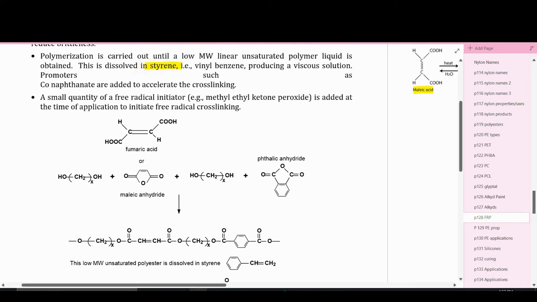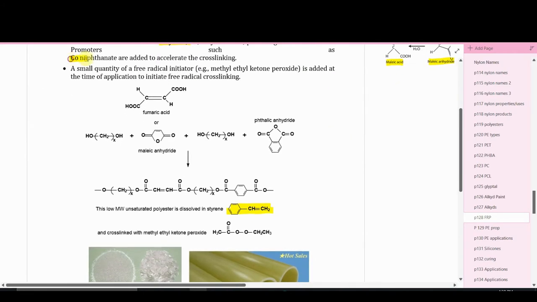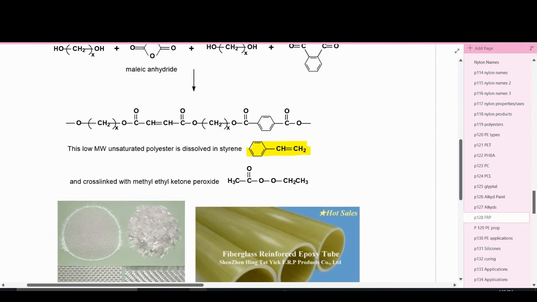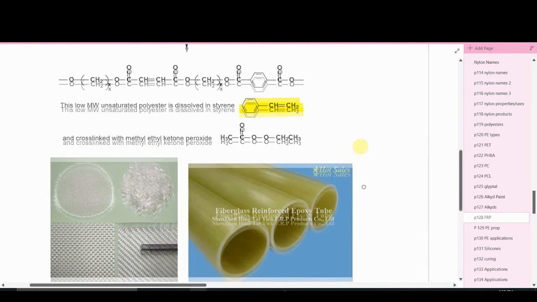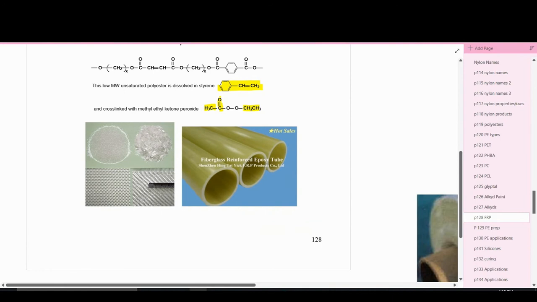This is then dissolved in styrene. Here's styrene here. It's vinyl benzene. Producing a viscous, stinky solution, something you don't want to breathe too much of. And cobalt naphthenate is added to accelerate it. Right? So you buy this stuff in a can. This linear thermoplastic polymer, a heavy viscous liquid dissolved in styrene, and then in a separate small container you get a little bit of peroxide. The most common one is methyl ethyl ketone peroxide, and you mix the liquid together. Within 15 to 30 minutes it hardens up like a rock, cross-linking.